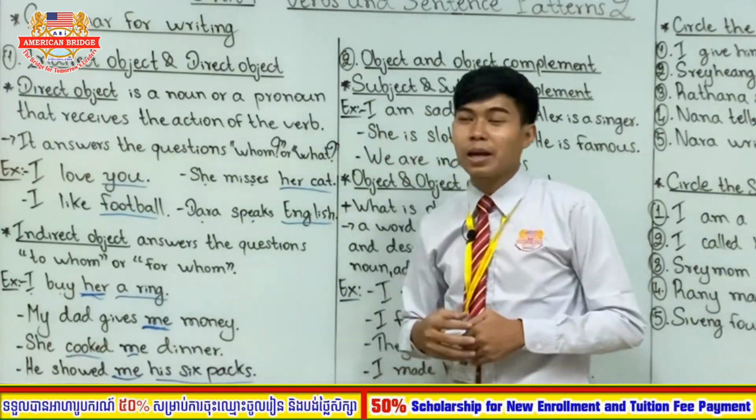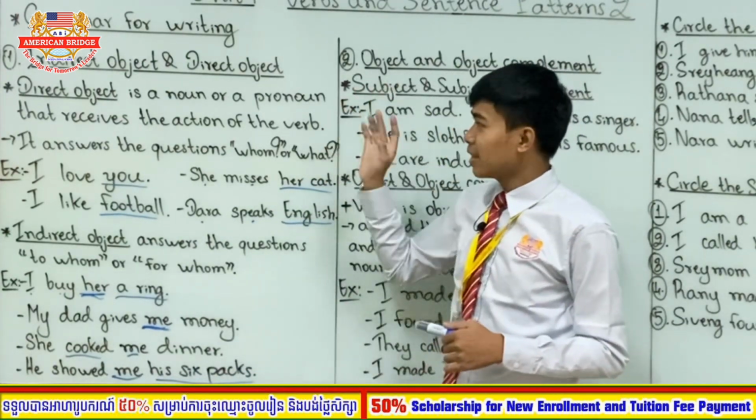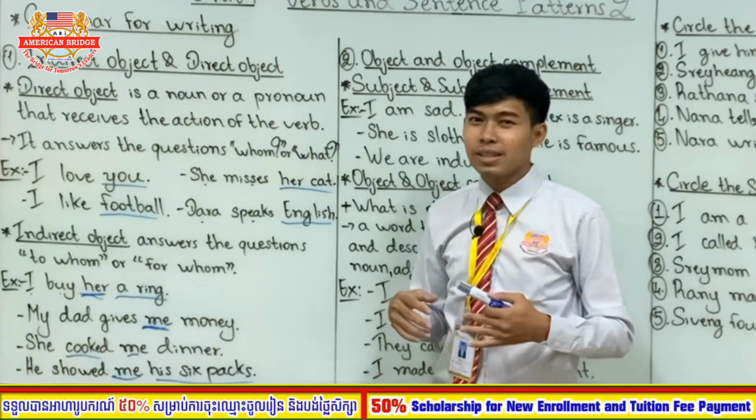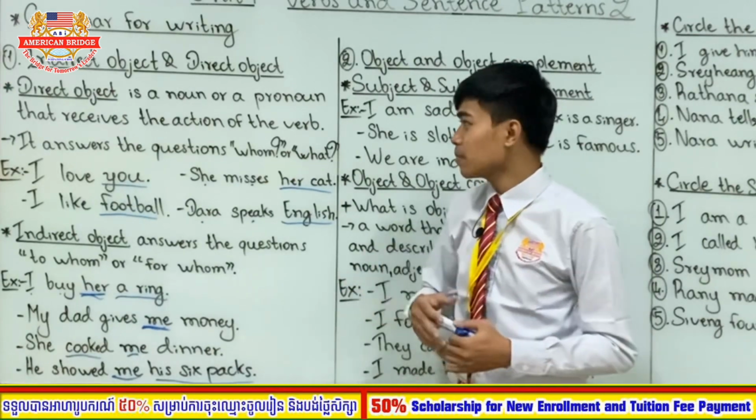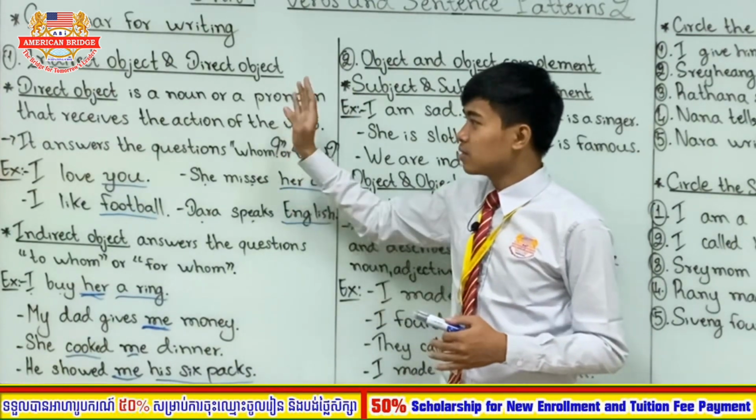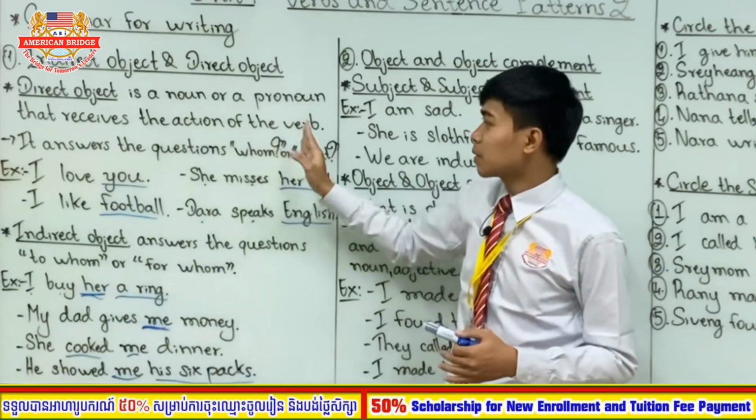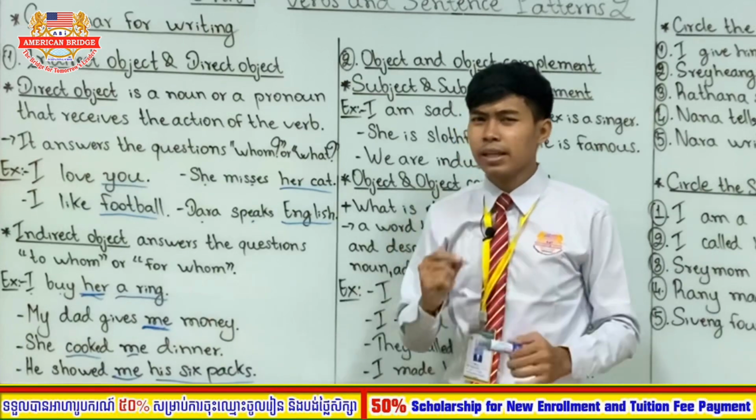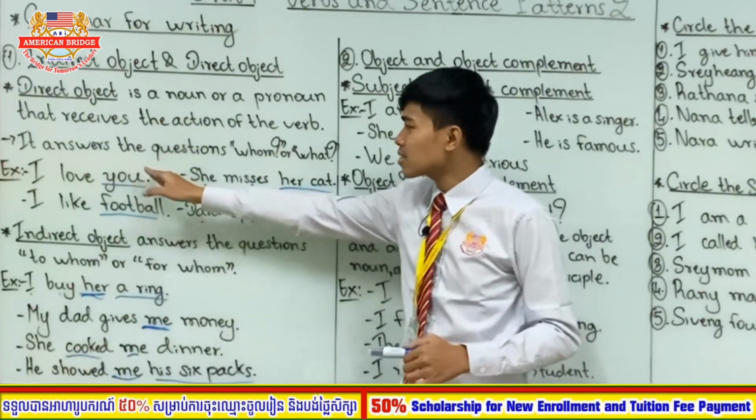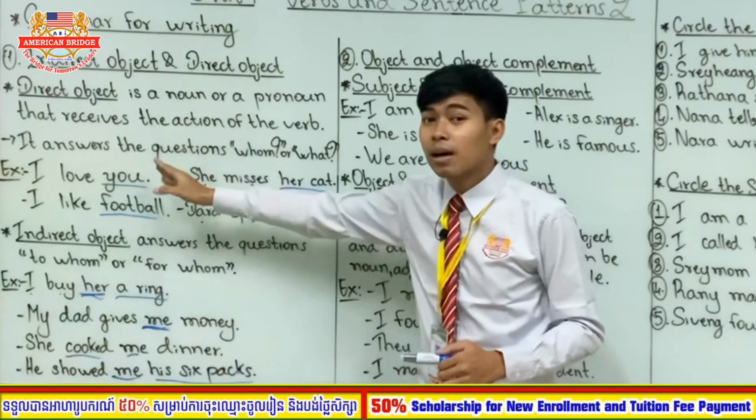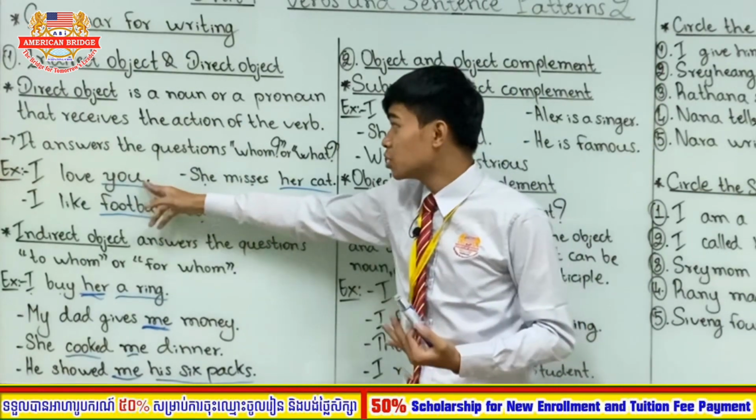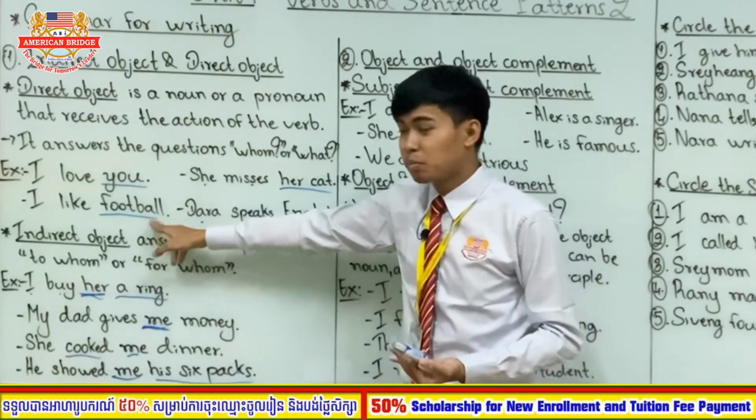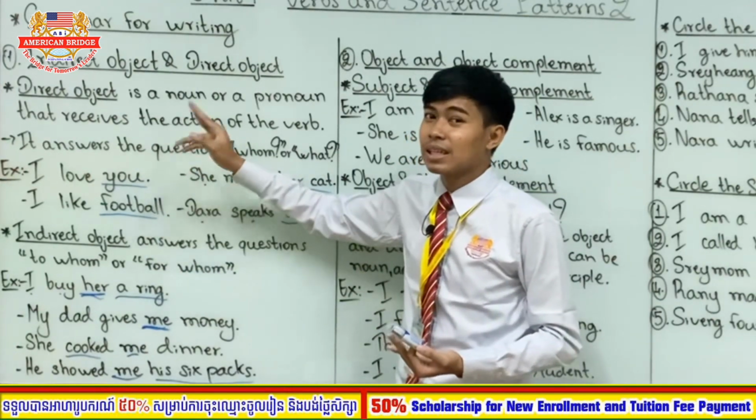Okay, so now we come to the end of the indirect object and direct object, right? It is not really difficult when we look at the examples. So now let's review again. Direct object is a noun or a pronoun that receives the action of the word, and the most important thing that you need to remember is that it answers the question whom or what. I love whom? Love you. So you here is a direct object. I like what? Like football. So football here is a direct object.